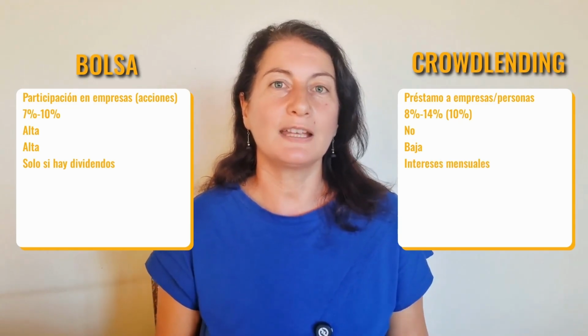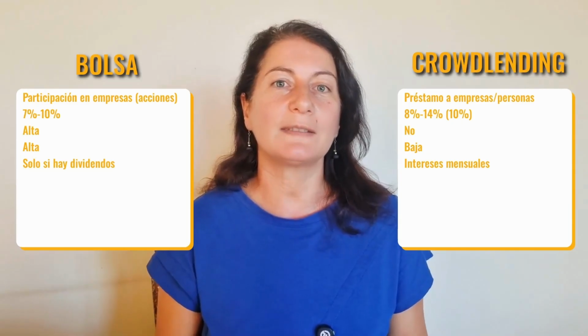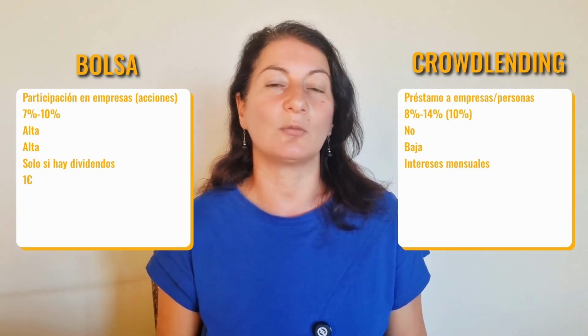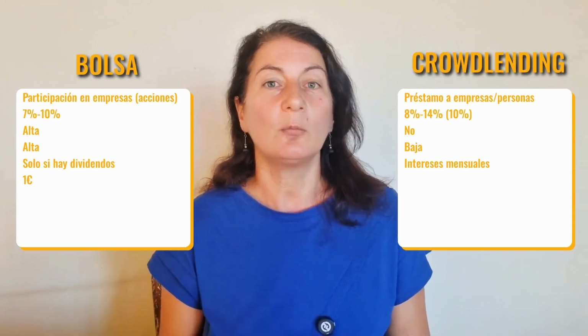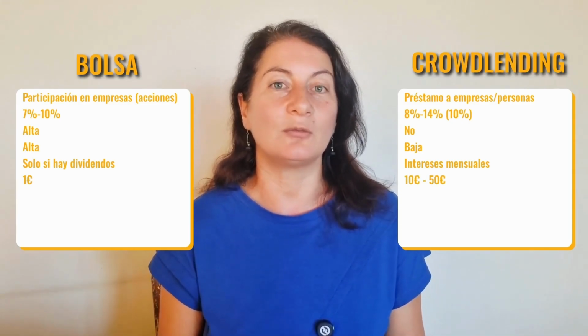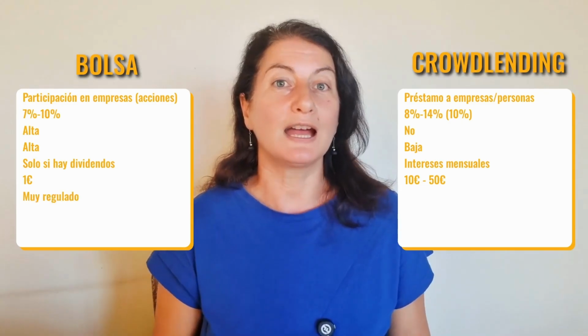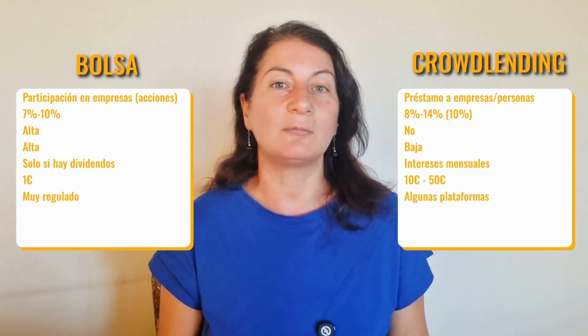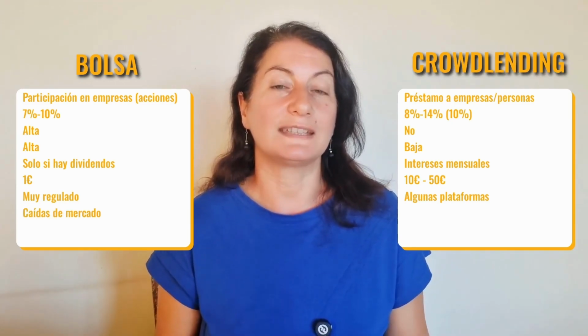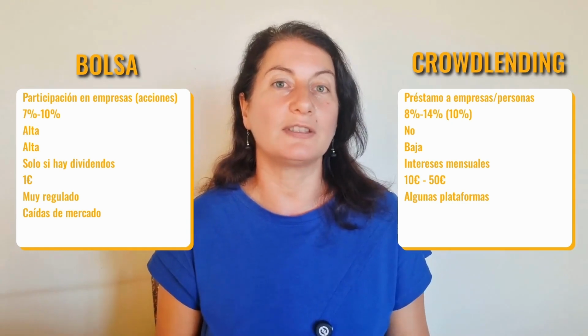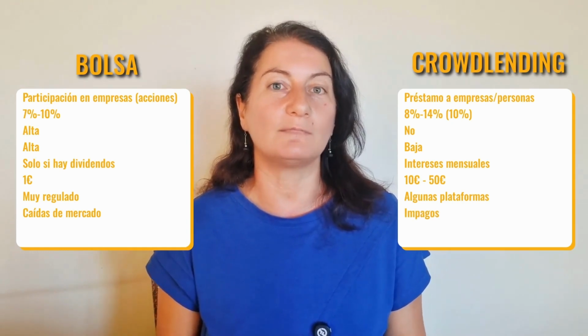As for the minimum investment, it is low in both cases. In the stock market, we can invest from €1, and in crowdlending, some platforms also offer us to invest from €1. Usually, we can invest 10 or 50 euros. The stock market is highly regulated, and crowdlending depends on each platform. There is no specific regulation for crowdlending. The main risk of the stock market is market downturns, and the main risk of crowdlending is borrower defaults.